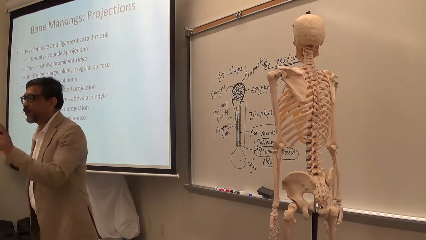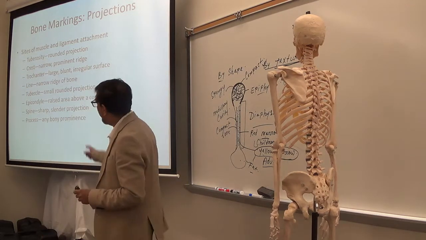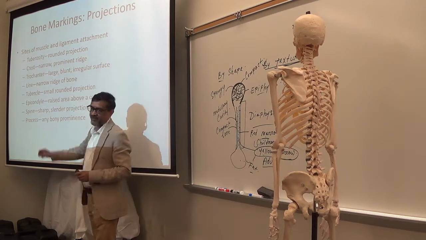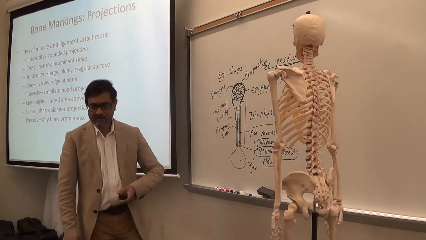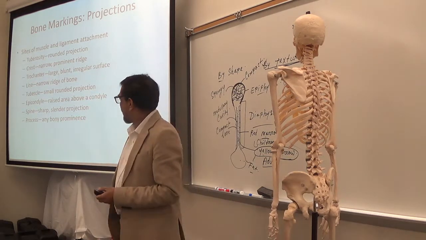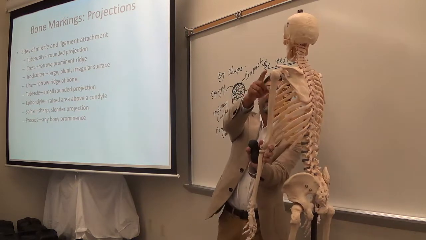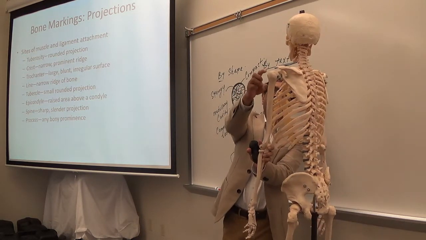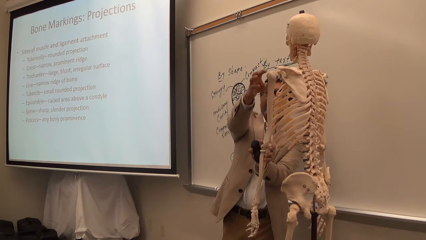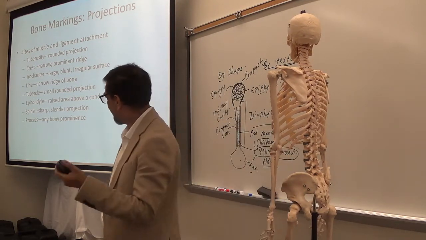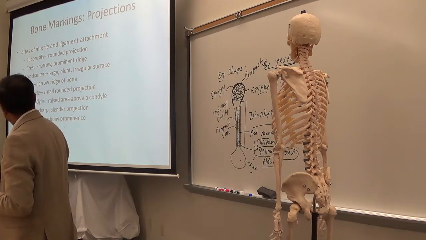Tubercle. Tubercles are like baby tuberosities. Small round projections are tubercles. For example, you have already seen the greater and lesser tubercles at the upper end of the humerus, right? Greater tubercle, lesser tubercle, you have seen that. Epicondyle.